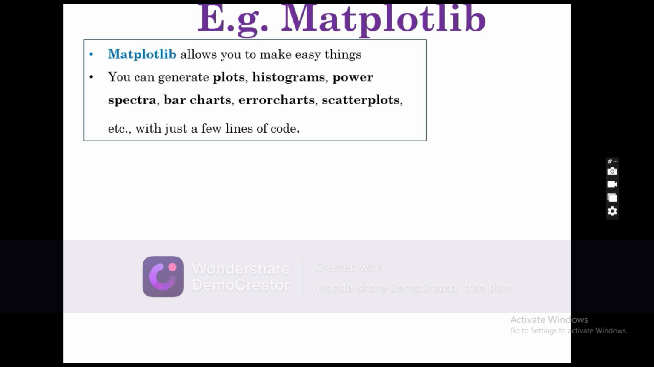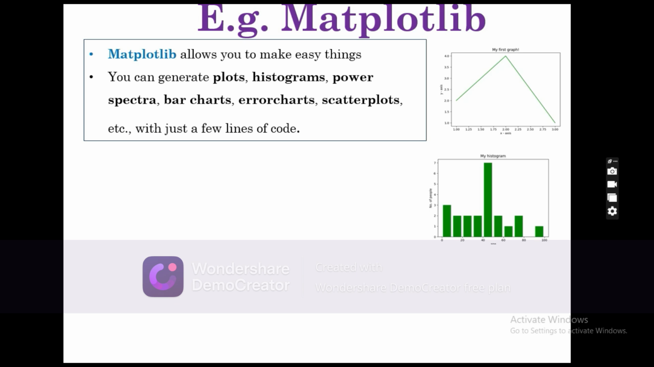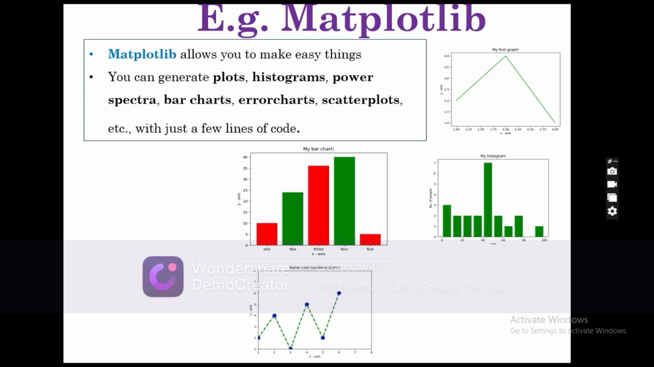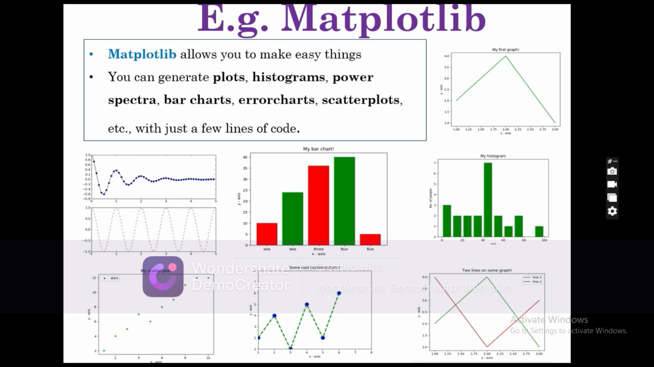We have different types like plot graph, histogram, power spectrum, bar chart, error chart and scatter chart. These are the different charts. We can customize the color and line style. We can use a dashed line, which is written with a minus, like that. We can give a color like green. We can draw different lines and scatter plots using Matplotlib.